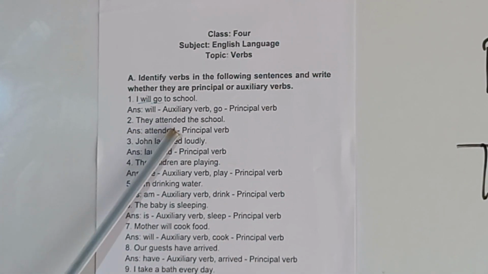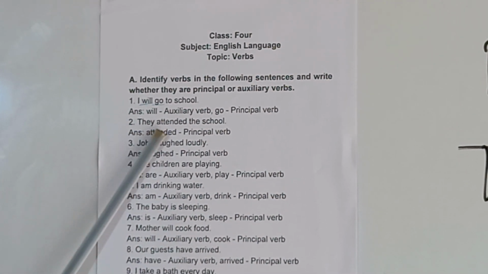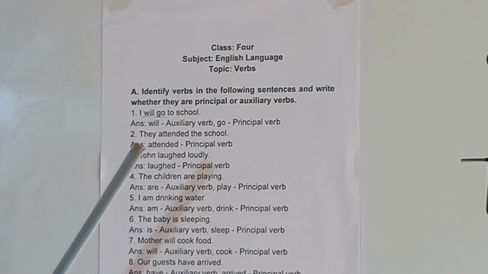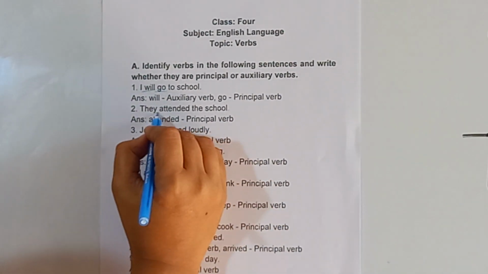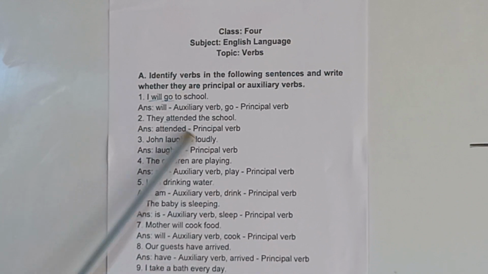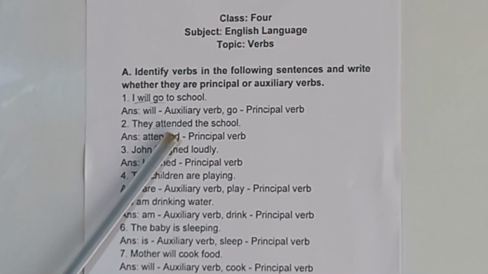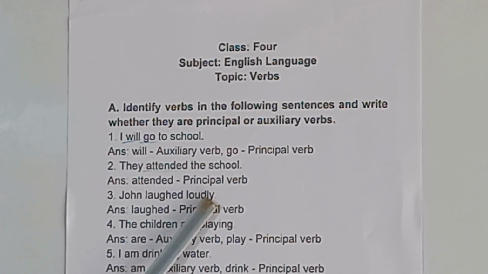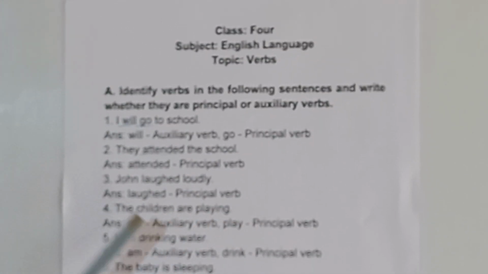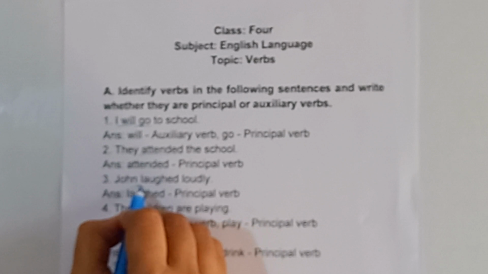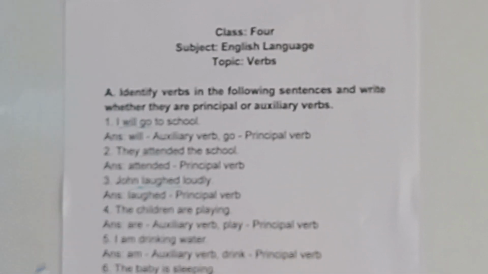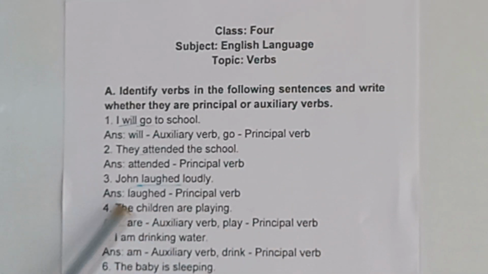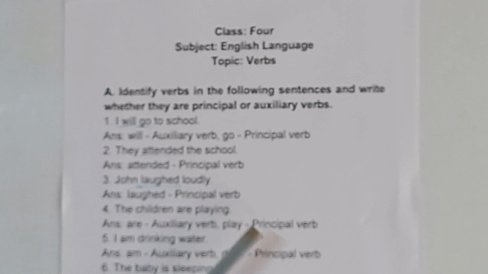Now number 2, they attended the school. So now look, there is only one verb, attended, and this one is principal verb because it has its own meaning. And now number 3, John laughed loudly. John laughed loudly, and there is only one verb, laughed, and it has its own meaning and it sits alone in a sentence. So laughed is the principal verb.